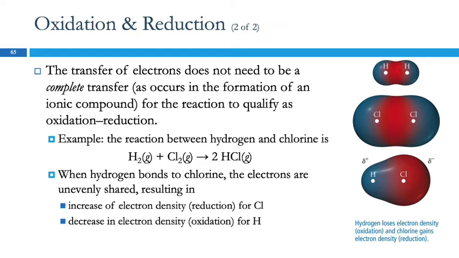And so then, we think OIL RIG. Oxidation is loss of electrons. Reduction is gain of electrons. Chlorine gained the blanket, right? Gained electrons, gained more of the electrons, and so that's being reduced, and the hydrogen is being oxidized. Okay?